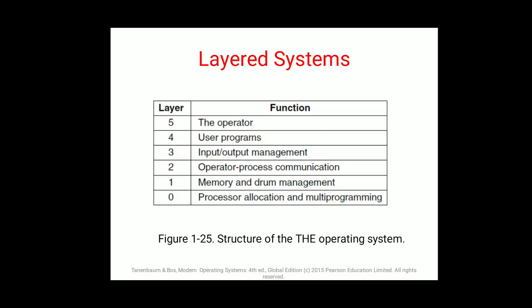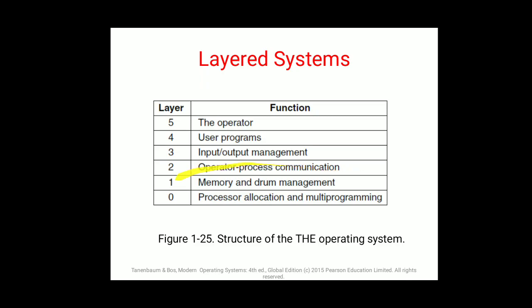So what are layered systems? A layered system stands for layering your data. The fifth layer is the operator, that is the main user. Then the user program which that operator is using. Then input output management: when my user is using a user program, he is using my input output devices. Then the operator process communication is getting communicated with the system through the input output devices.